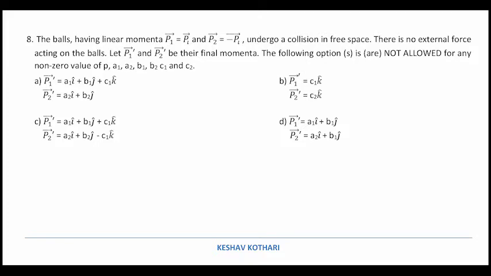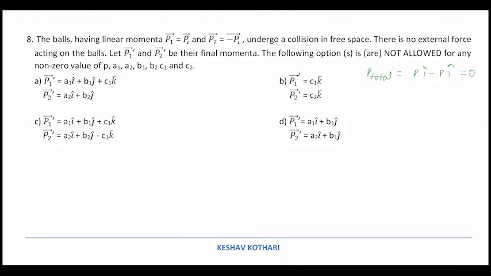So I can say, using the concept of linear momentum conservation, the first thing that I can write over here is that the total initial momentum is going to be p i cap minus p i cap, which is equal to 0. So therefore the final linear momentum should also be 0. Let us go on checking each option to obtain the final momentum as equal to 0.